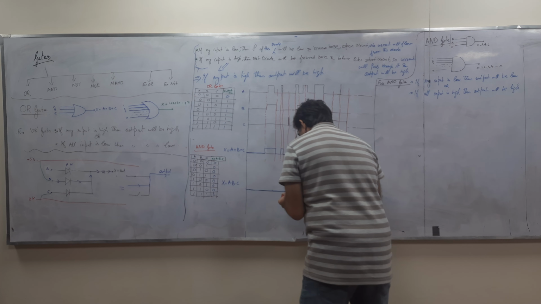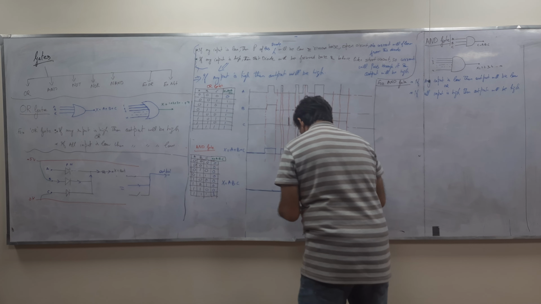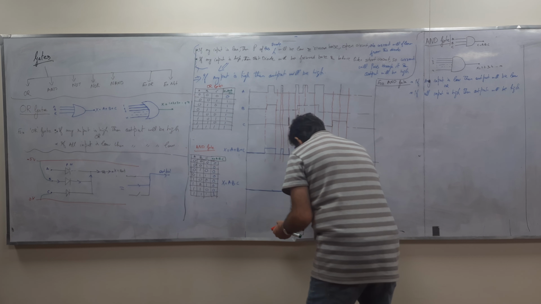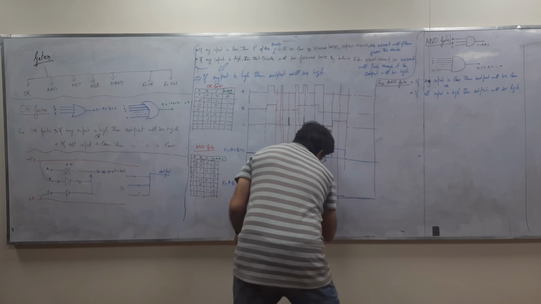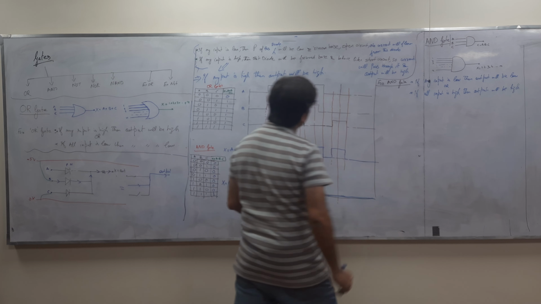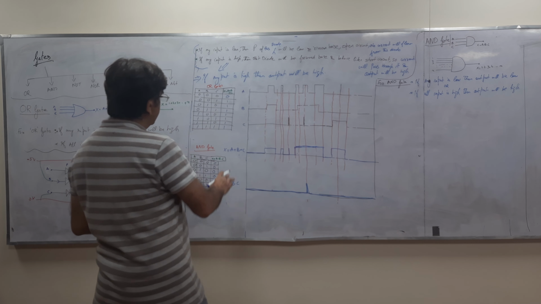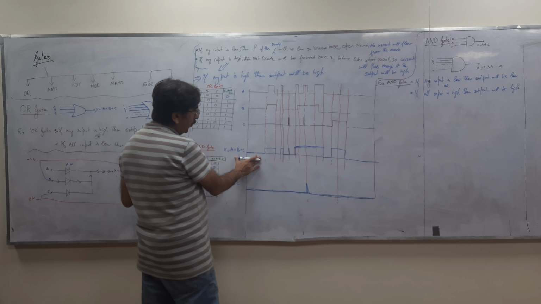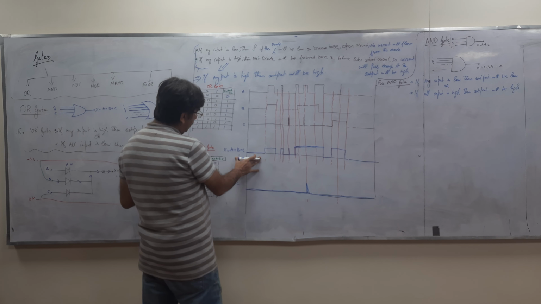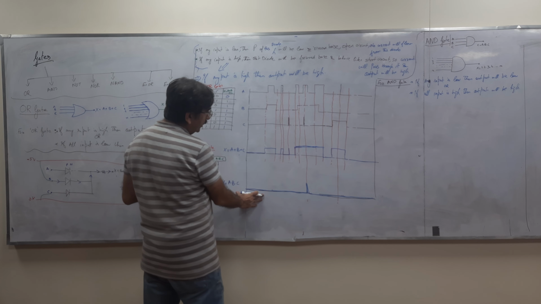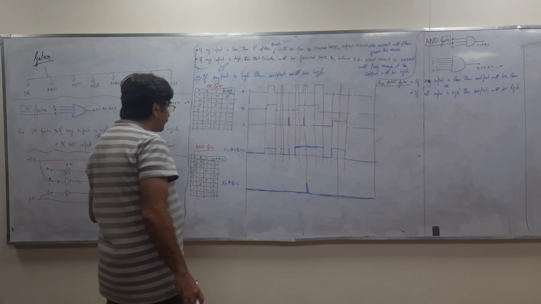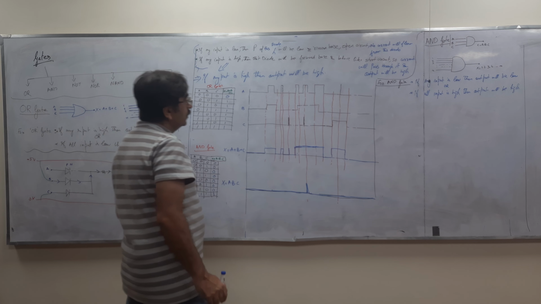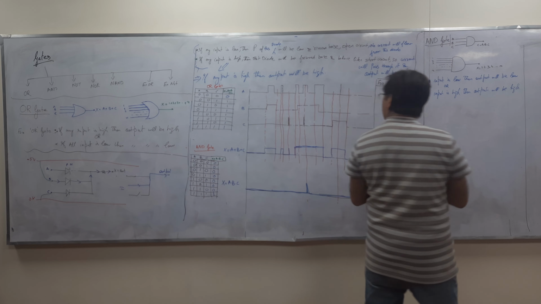Oh, sorry, only the output will be this glitch. Okay, the remaining all the time this will be a 0. So only this will be the output. So this will be the output wave for the OR gate, and this will be the output for the AND gate. What will be the circuit diagram?